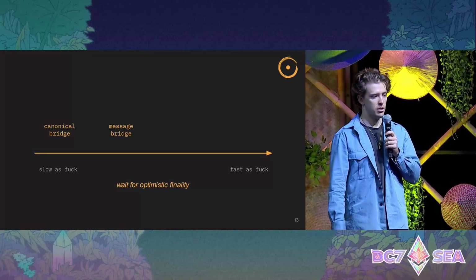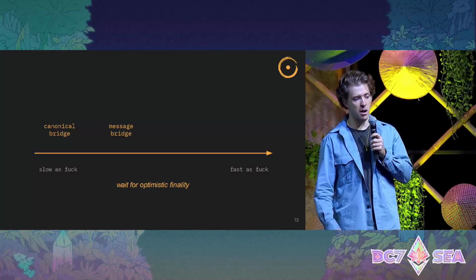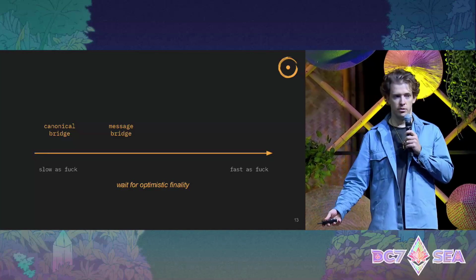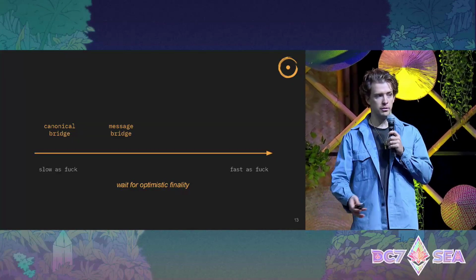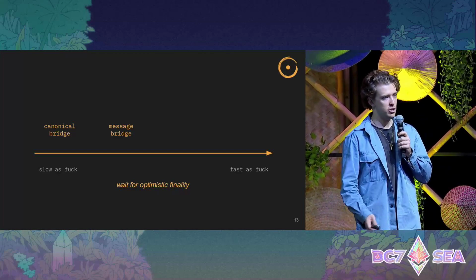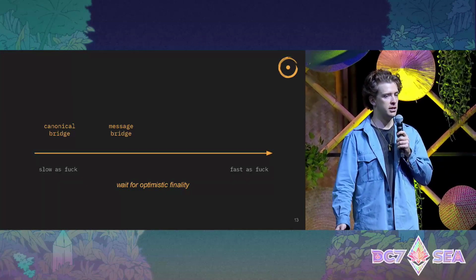How can we go faster? Well, one way that we can go faster is just to be optimistic about the finality. So when you deposit crypto inside of a custodial exchange, you don't wait for the full finality oftentimes. You wait for some optimistic version of finality.